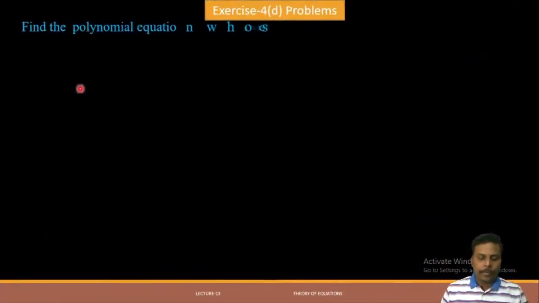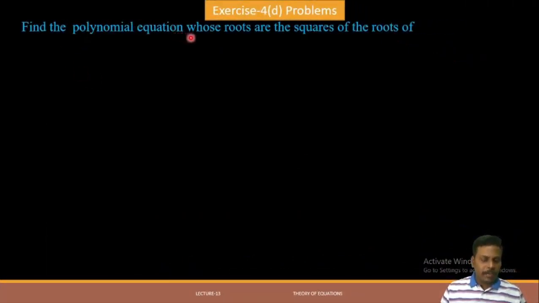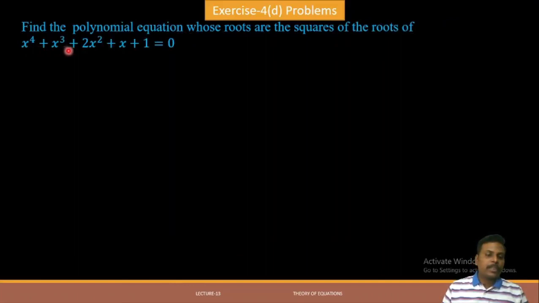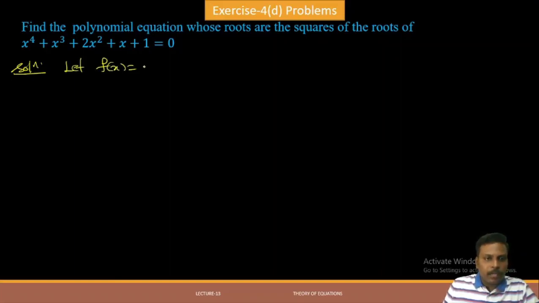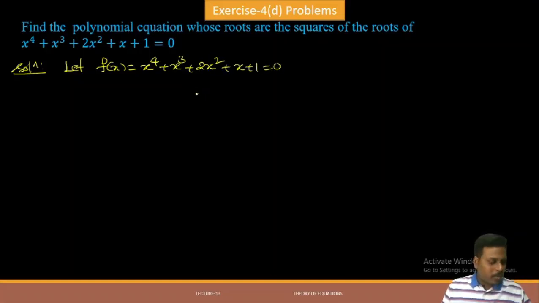Here is a problem. Find the polynomial equation whose roots are squares of the roots of x power 4 plus x cube plus 2x square plus x plus 1 is equal to 0. Let us solve this problem. Here is the solution. Let f of x is equal to x to the power 4 plus x cube plus 2x square plus x plus 1 is equal to 0.